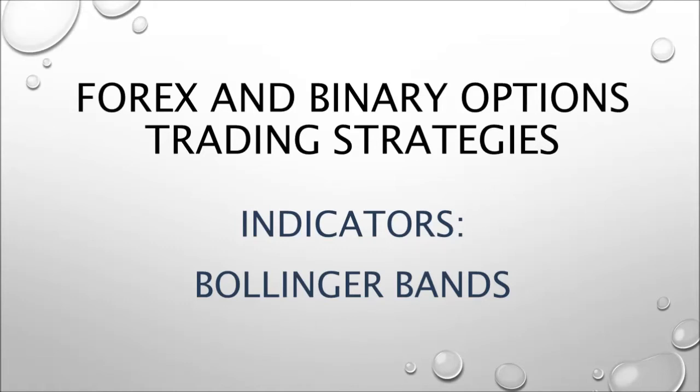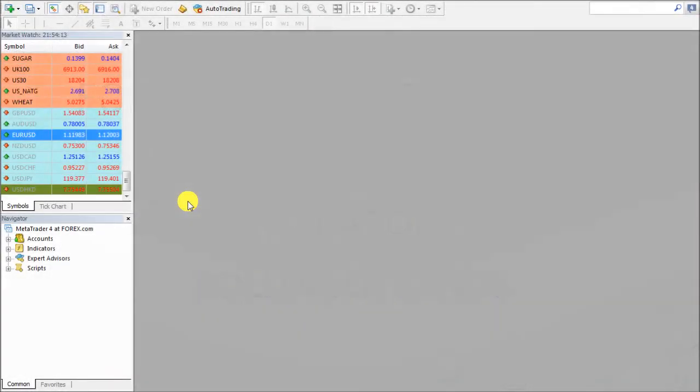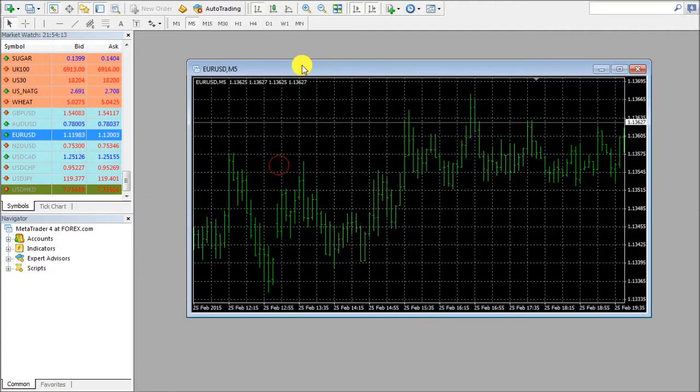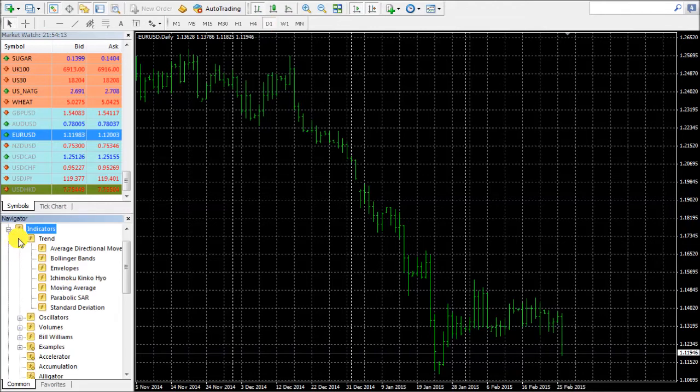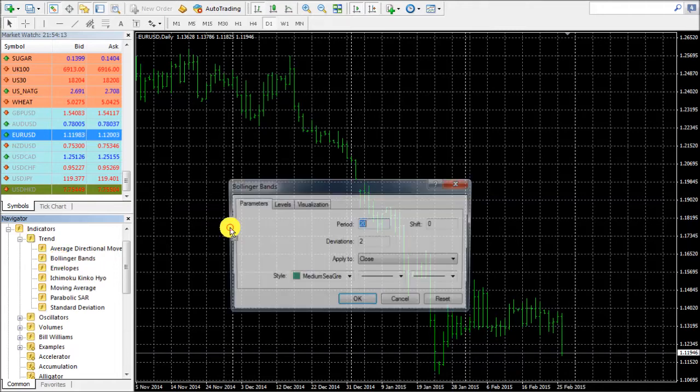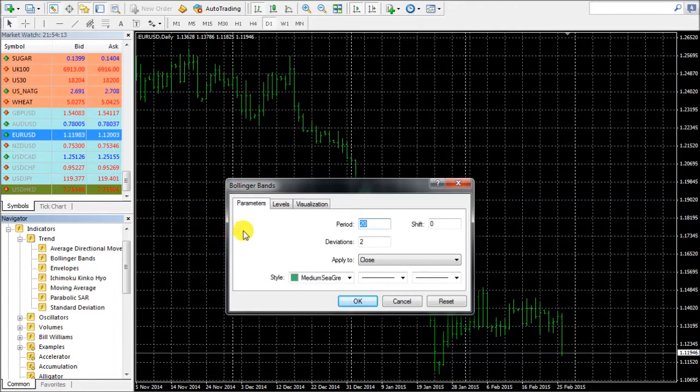Let's have a look at an example in MetaTrader. I'll open a currency pair on the daily time frame and I'll drag across the Bollinger Bands technical indicator onto our chart from the indicators list. Here we are presented with the parameters.